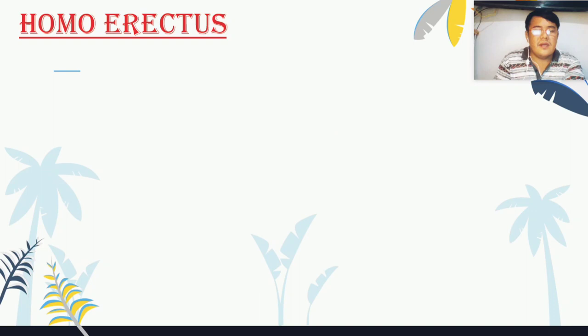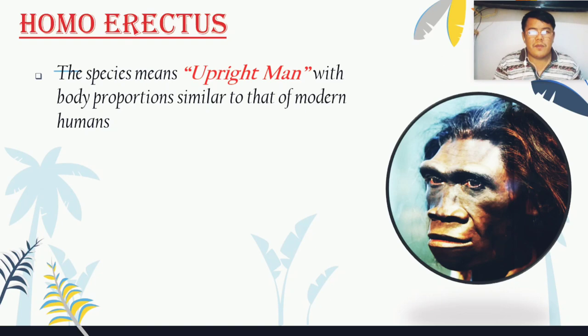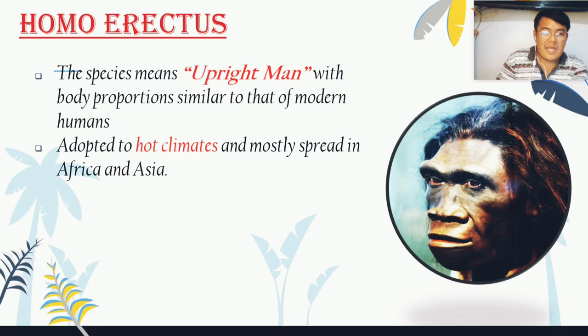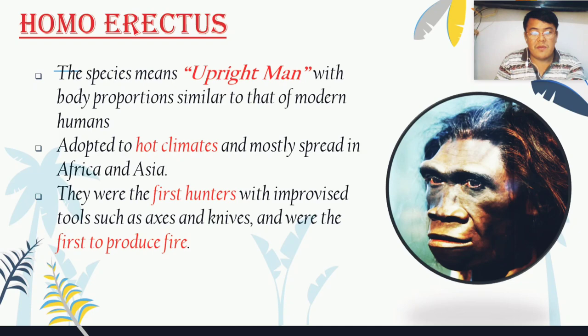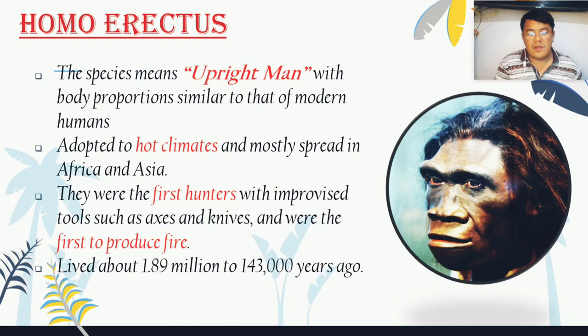Homo erectus. The species means upright man with body proportions similar to that of modern humans. Adapted to hot climates and mostly spread in Africa and Asia. They were the first hunters with improvised tools such as axes and knives and were the first to produce fire and lived about 1.89 million to 143,000 years ago.